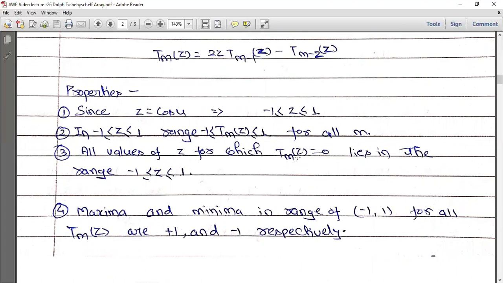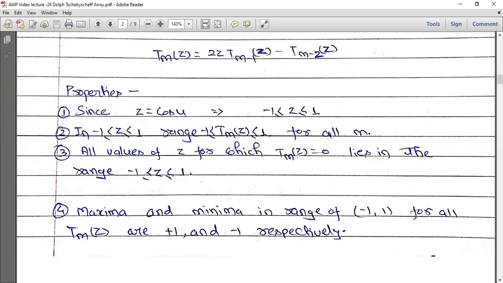Chebyshev polynomial can also be defined for z greater than 1 or z less than -1, but the definition is a little different from this definition. In that condition, we consider something else for z. So in this particular case, when we consider z equal to cos u, the value of z will always lie between -1 and 1.